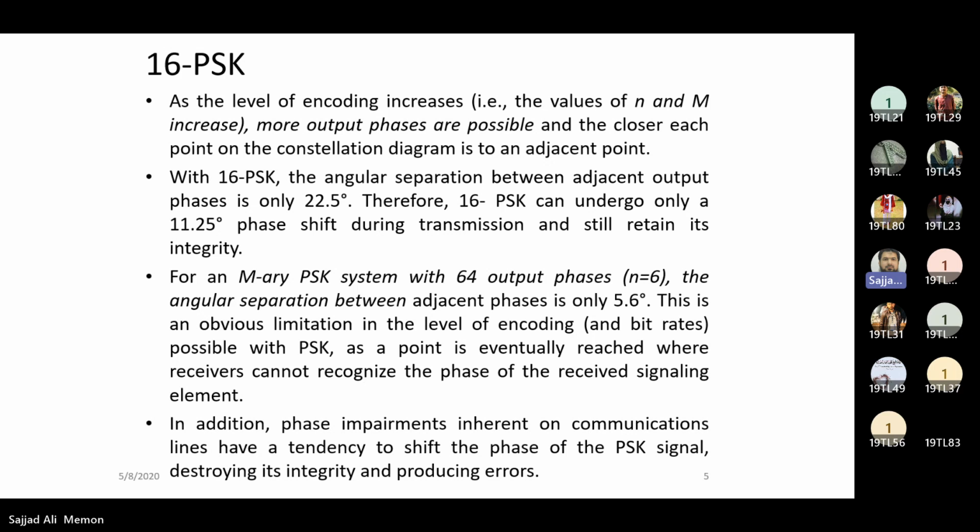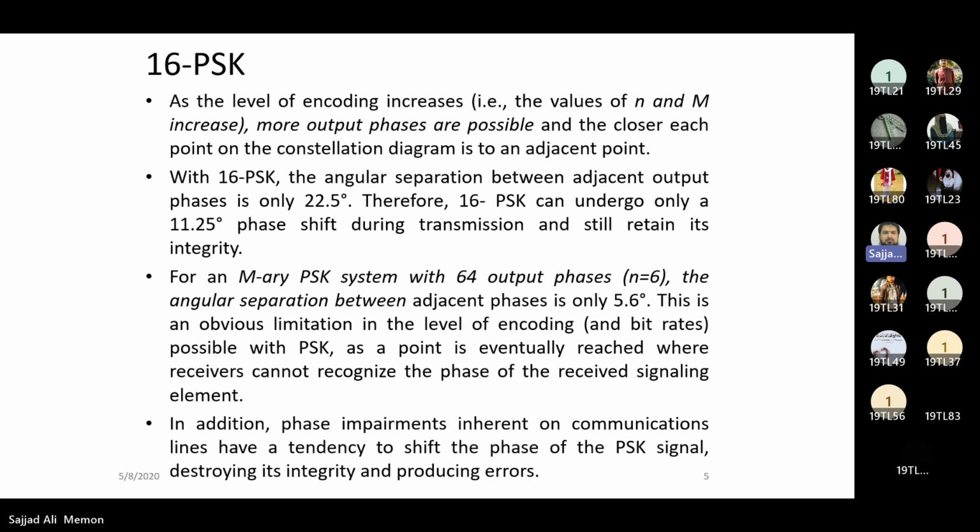Therefore, 16 PSK can undergo only 11.25 degrees phase shift during transmission and still retain its integrity. So for an M-ary system with 64 output phases, that is N equal to 6, the angular separation between adjacent phases is only 5.6 degrees. This is an obvious limitation in the level of encoding possible with PSK, as a point is eventually reached where receivers cannot recognize the phase of the received signaling element.